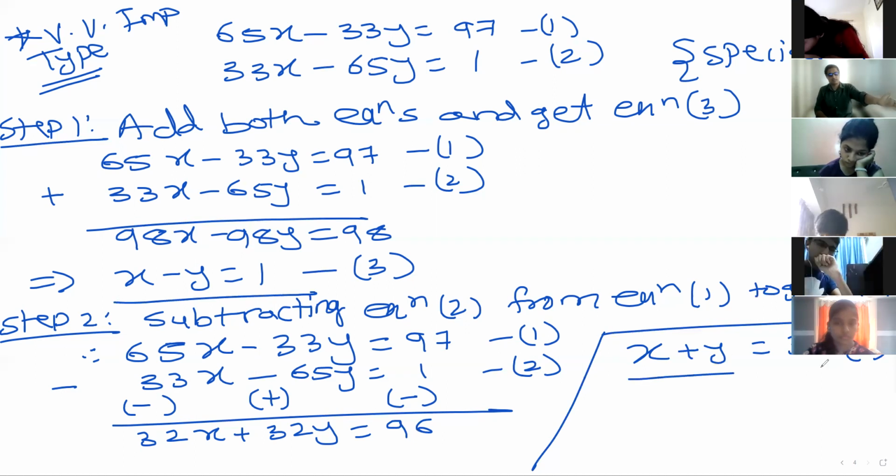x minus y, x plus y. When you add them, y will get cancelled. Are you getting this? In equation 3, you have the coefficient of y as minus 1, and in equation 4, you have the coefficient of y as plus 1. If you add them, y will vanish, y will get cancelled. Please write down up to here, then I'll have to go to the next page.